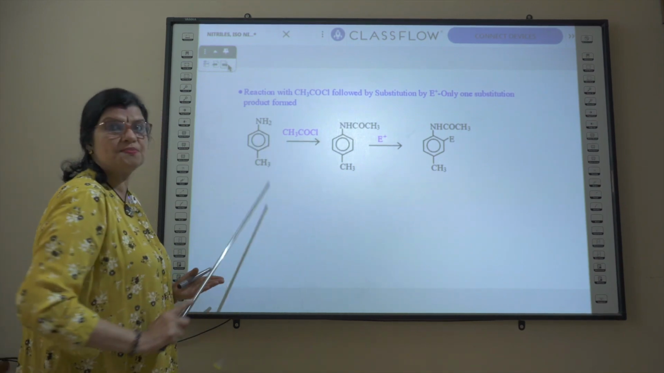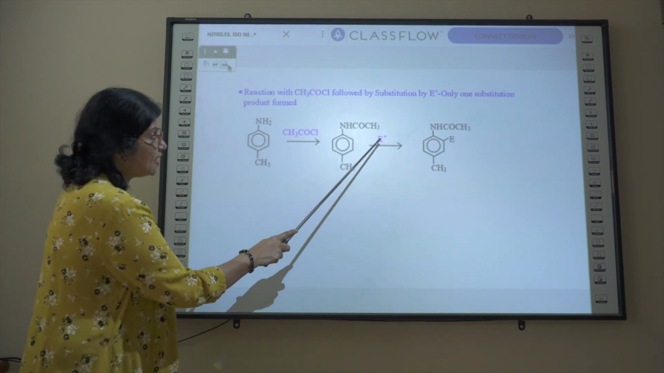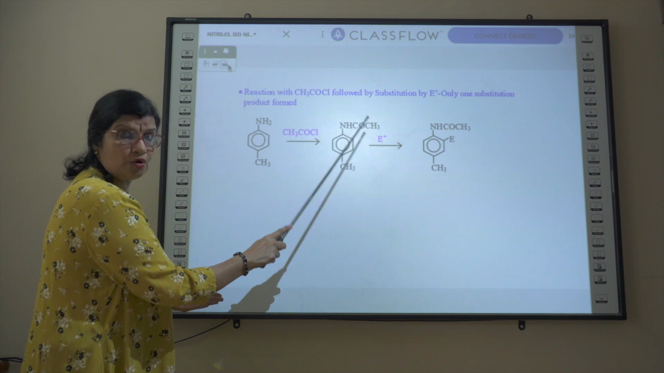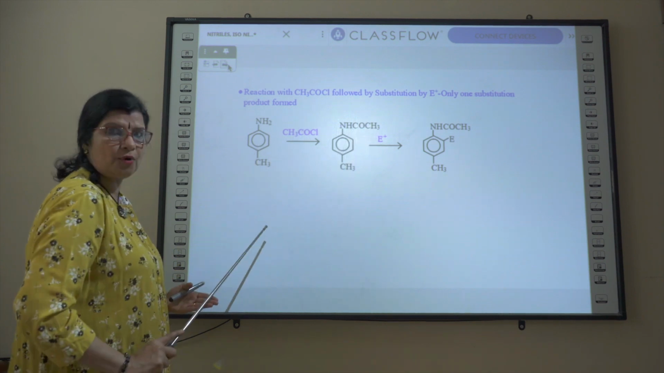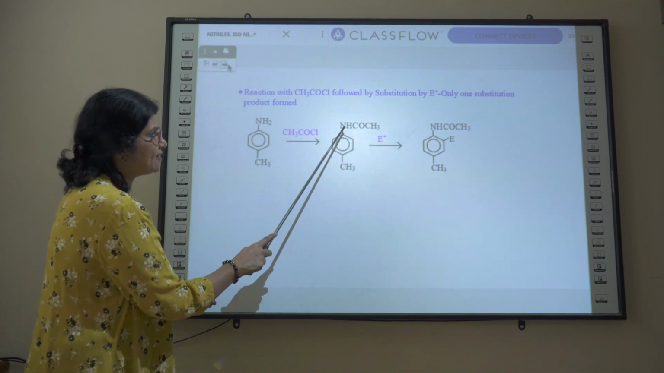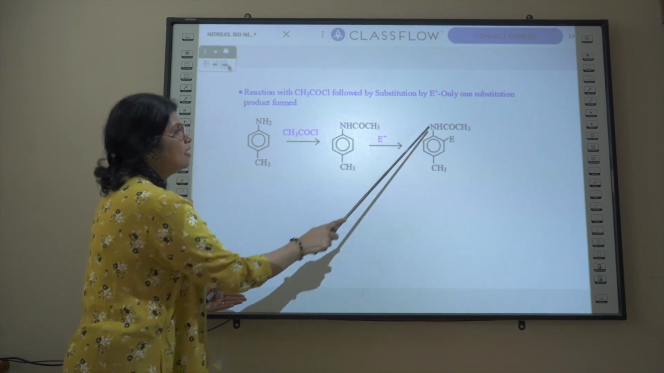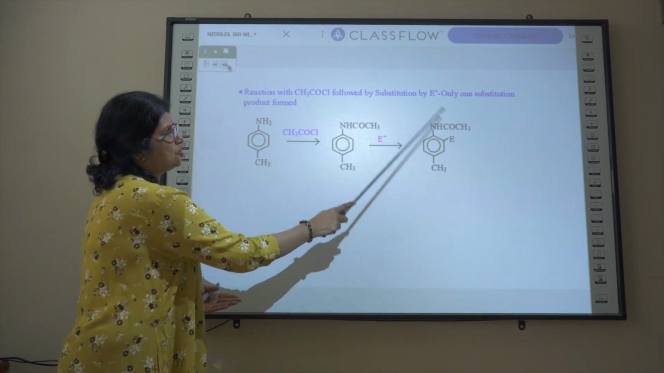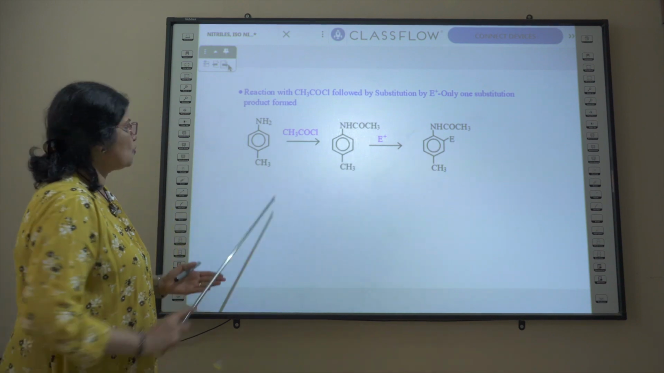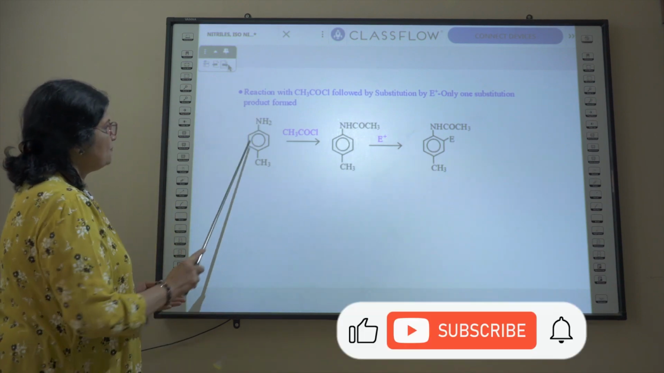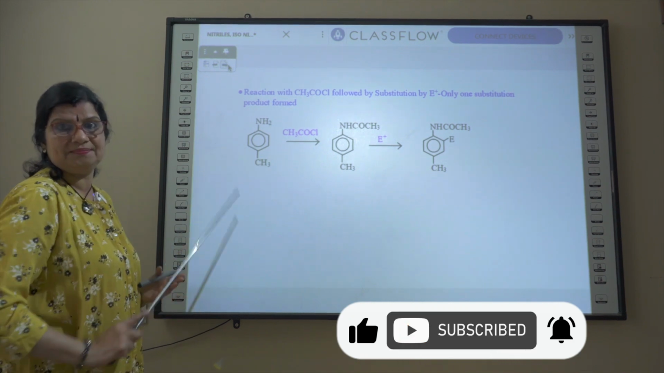The para position is blocked. So this being an ortho-para directing group, the E plus, the electrophile, would be oriented to the ortho and para positions. Because the para position is blocked, it can only orient itself to the ortho position, giving rise to only one product, a monosubstituted product. Alright, that is how we identify A as para-toluidine. The name of A is para-toluidine.